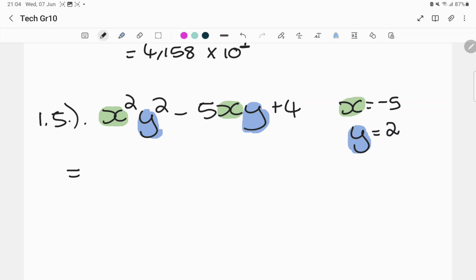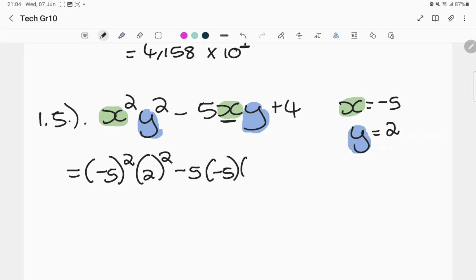And then wherever I have a y, I have to substitute a 2. So that means in x's place it will become minus 5, remember your brackets, squared. In y's place, it will become 2 to the power of 2, remember your brackets. When it's minus 5, once again in x's place, I'm going to put a negative 5. In y's place, I'm putting a 2, remember your brackets, plus 4. The most important thing you need to see here is to remember your brackets.